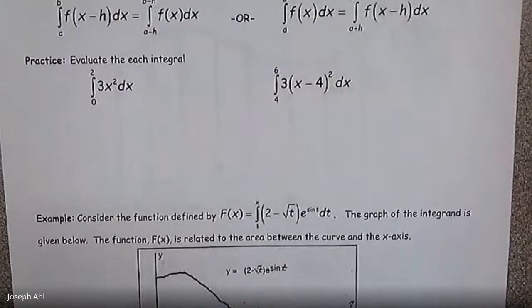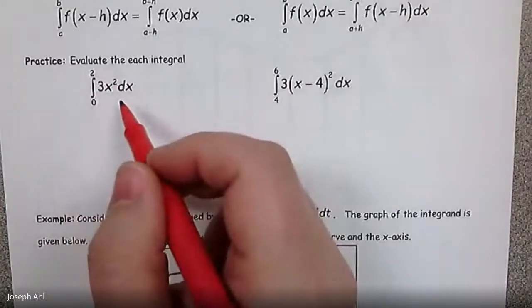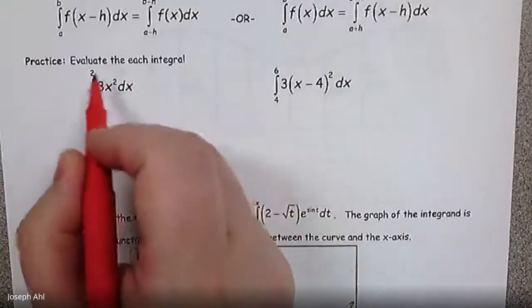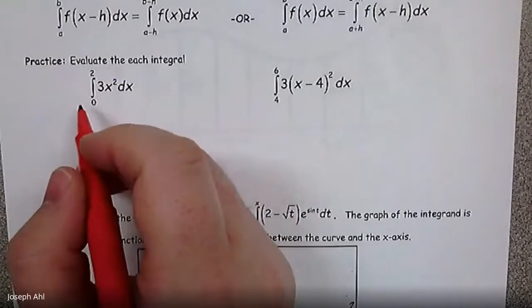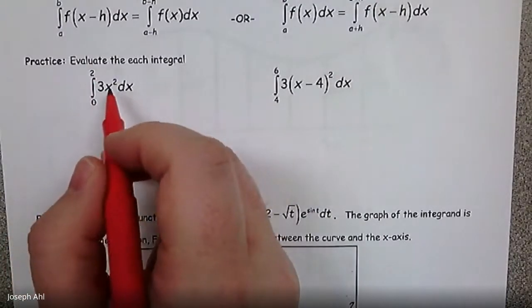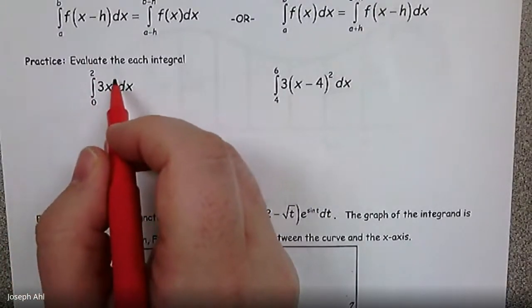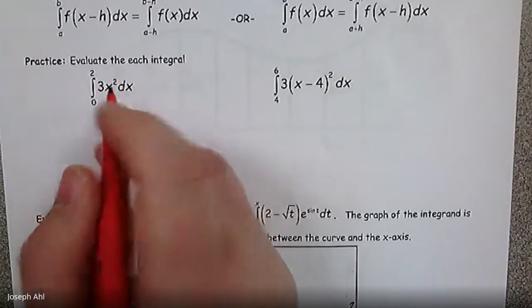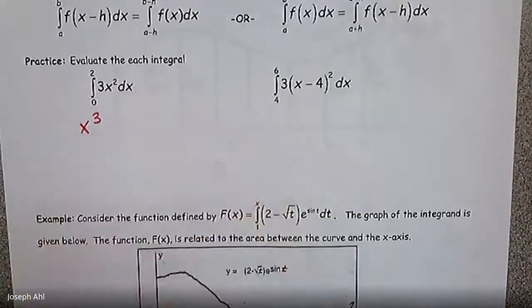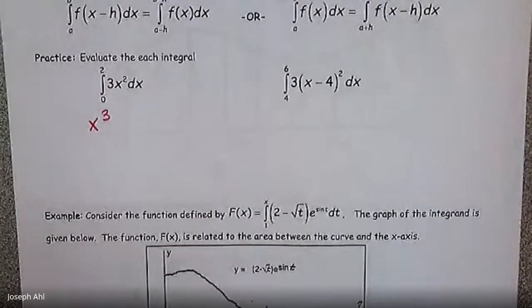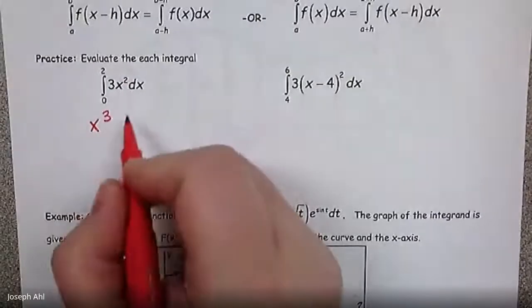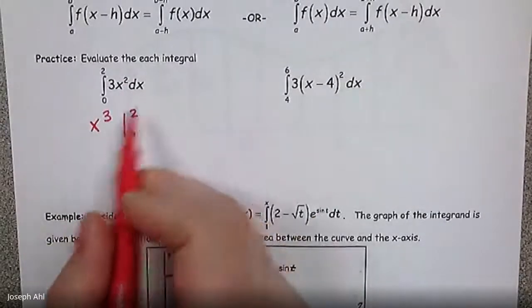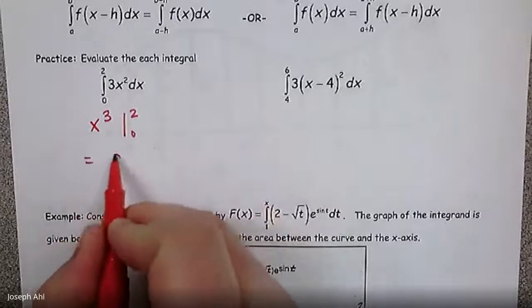Evaluate each of the integrals from 0 to 2 of 3x squared dx. Well, that constant of 3 can just be pulled out front, right? Or you can leave it there, it doesn't really matter. But this is going to wind up becoming, if I up that by 1, just x cubed. And we're going to integrate that from 0 to 2. So 2 cubed minus 0 cubed is 8.